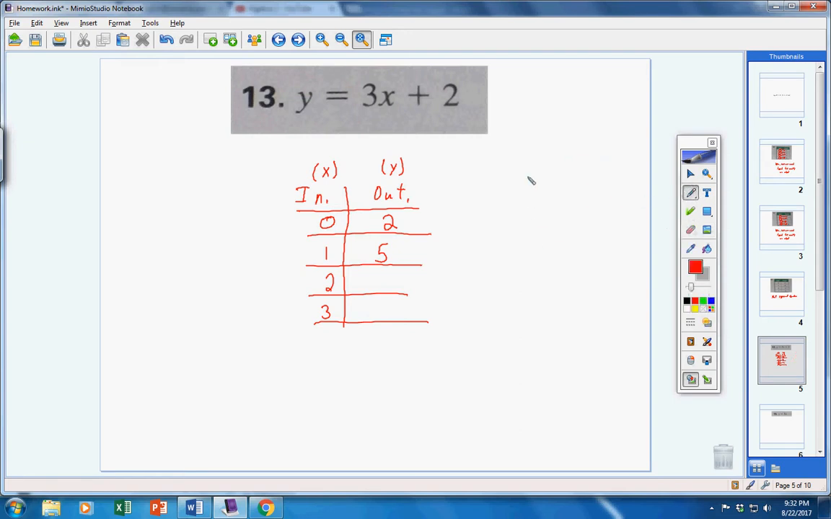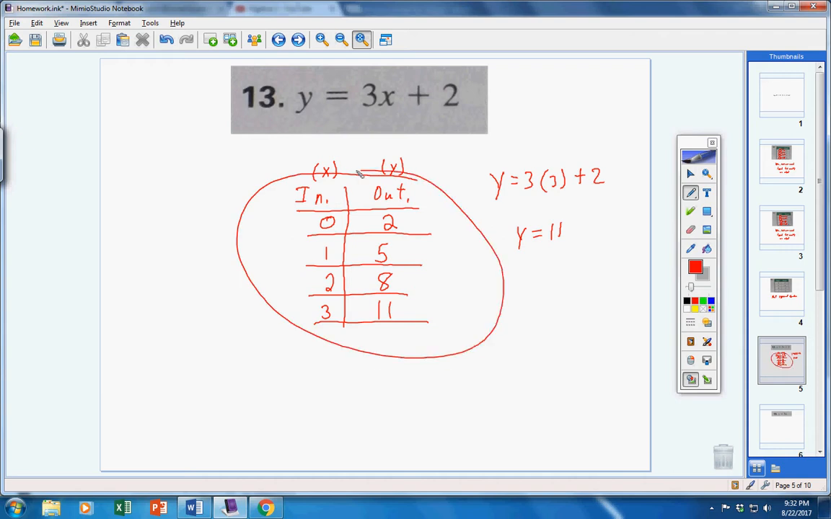Alright, next I'm going to substitute 2 in for x. So 3 parentheses 2 plus 2. 3 times 2 is 6 plus 2 is 8. And lastly, I'm going to substitute 3 in for my input for x. So y equals 3 times 3 plus 2. 3 times 3 is 9 plus 2 is 11. And so there's my output, 11. Okay, so there's a very nice input-output table for this function right here.